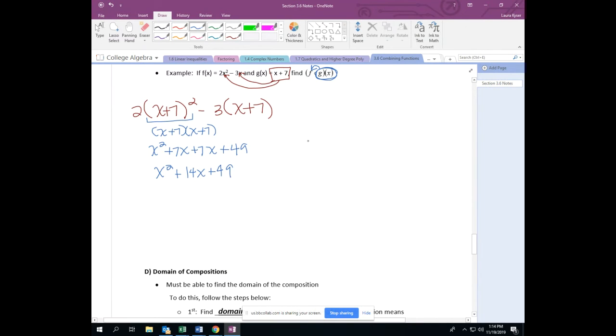And that's the squaring. And now all the rest of the pieces are going to come back in. 2's on the outside minus 3 times x plus 7.